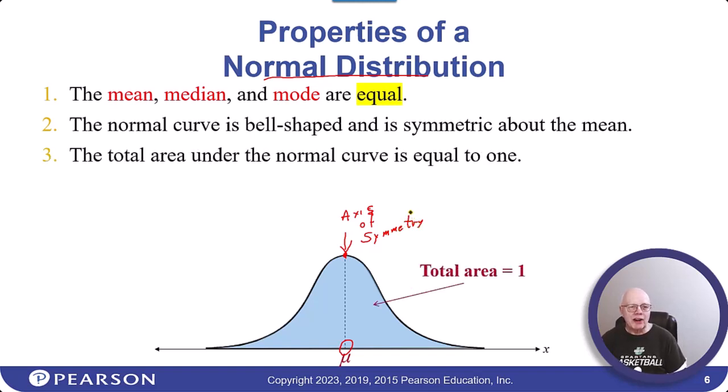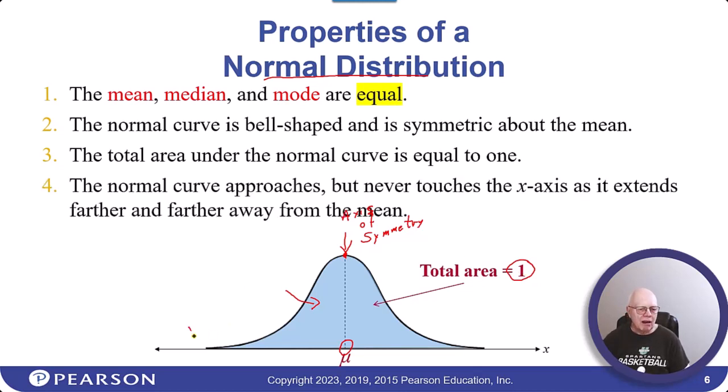The total area. Here's another one. Total area under the curve. So if you had a bucket of paint, how much paint would you need to paint all this area under the curve? Well, you might think of it as one bucket of paint. The total area is 1. 1 what? Well, actually, it doesn't have any units. It's just a 1.